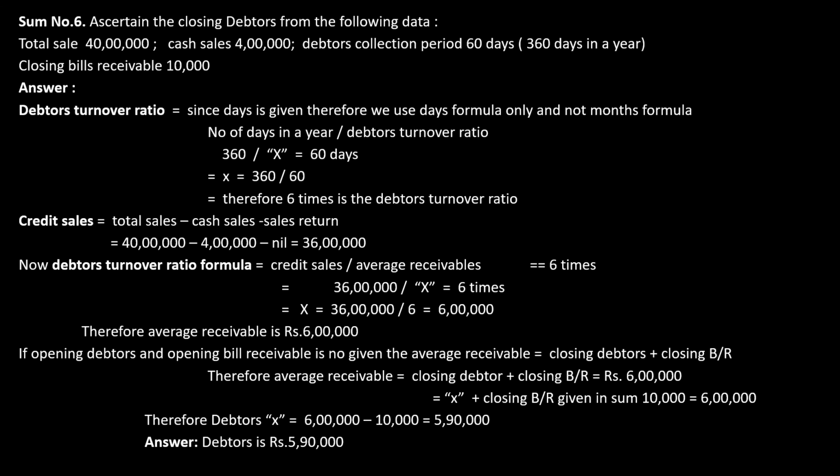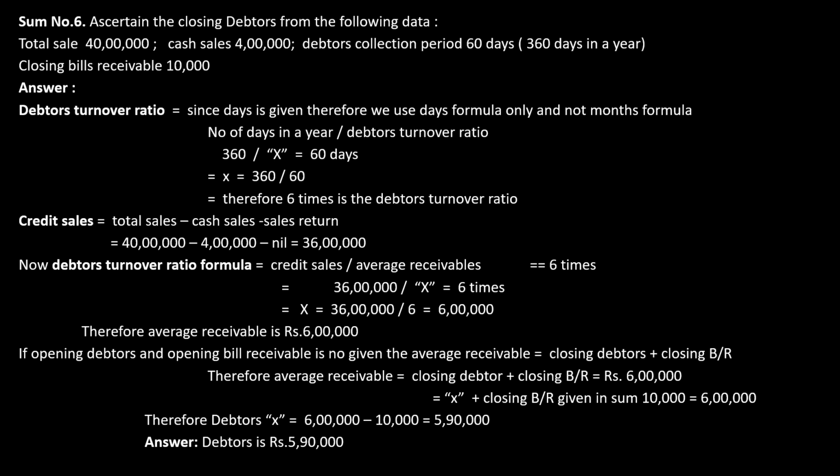Now we'll go to the next sum. Ascertain the closing debtors from the following data. In the previous one we saw the closing stock, now we're going to find the closing debtors. The data given here: sales is 40 lakh, cash sales is 4 lakh, debtors collection period is 60 days. See, within brackets for days it is given as 360, which means in this particular sum it is not 365 days, it is only 360 days. In the formula we have to use only 360 days. Then closing bills receivable is 10,000. Okay, so this is the sum.